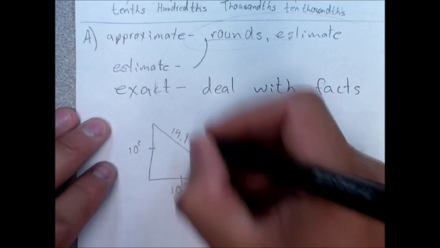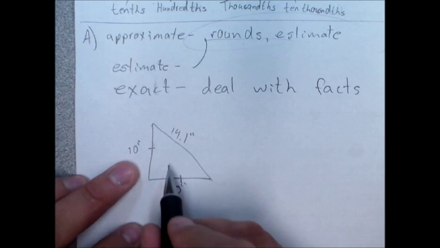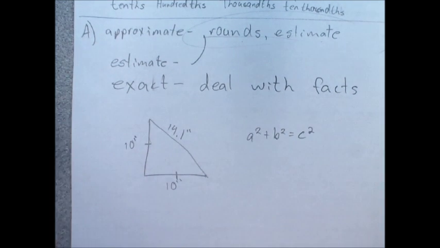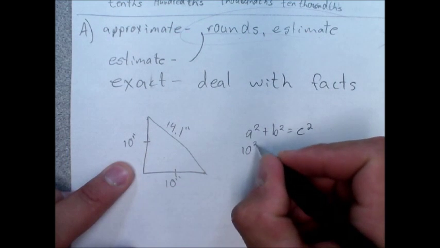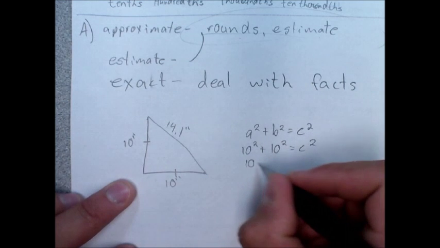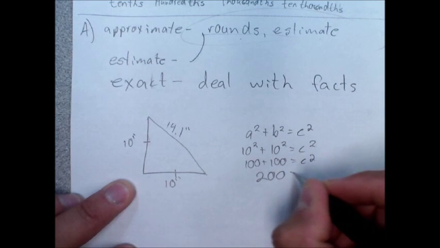Now, at first reading this, I would say, well, that's an exact answer, isn't it? Would you use the Pythagorean theorem? Right. Well, the Pythagorean theorem disproves her idea of this being 14.1, because the Pythagorean theorem says a squared plus b squared equals c squared, right? If I solve, I get 10 squared plus 10 squared equals c squared. So I'd get 100 plus 100, right? Now I have 200 equals c squared. So how am I going to get c by itself?